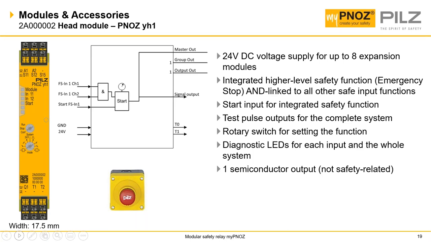Rotary switches, or if you prefer, potentiometers, for your parameter settings, and diagnostic LEDs for each input on the module and the assembly as a whole. Also present on the head module is one not safety related semiconductor output for sending a signal, for example, to a PLC or a panel lamp.